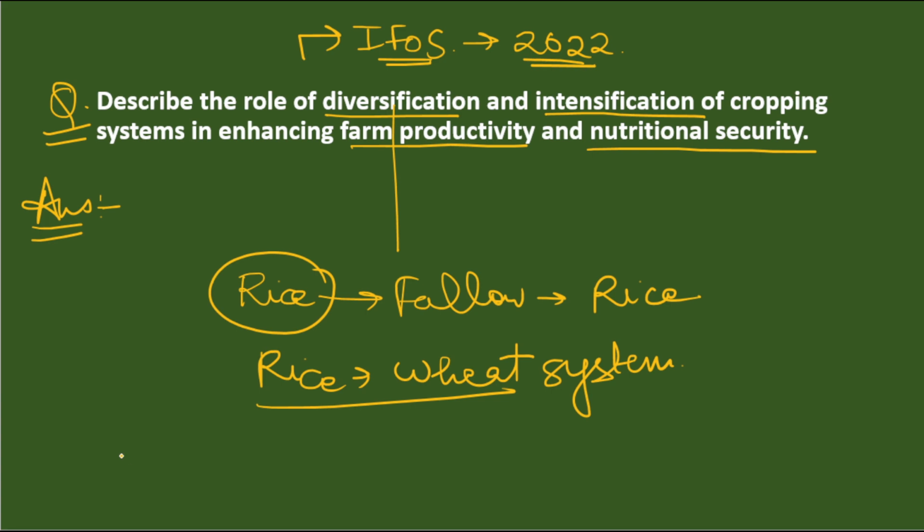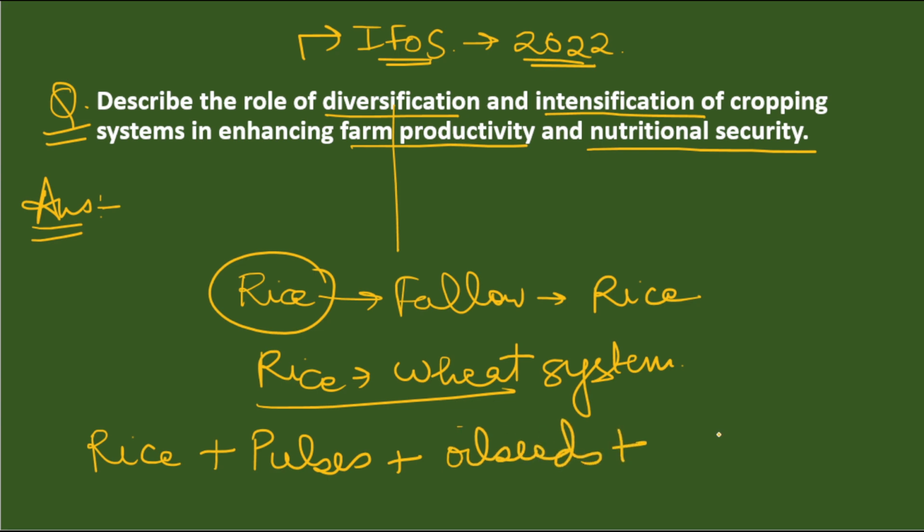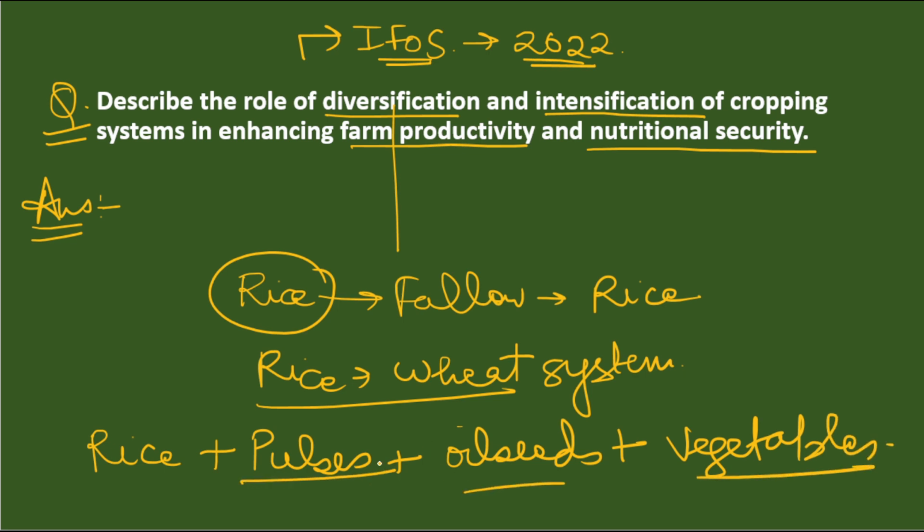When you add other crops to this system, such as now we are growing rice plus we are growing pulses, we are also growing in some seasons oilseeds, another year we are also growing vegetables. So when we add different components of production in our cropping systems, that is known as diversification.